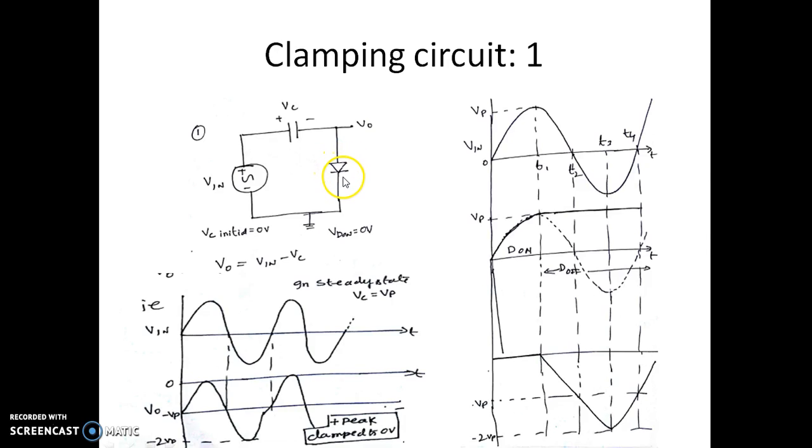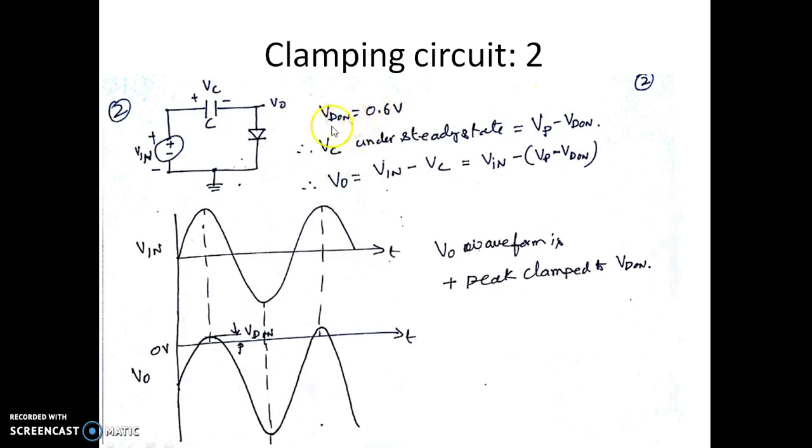So we shall see what we actually saw in the previous case. When we assumed VD1 to be 0, the capacitor voltage was charged to the peak voltage, that is VP. Let us consider the second circuit where we assume the VD on, that is, a typical diode with a VD on voltage of 0.6 volts. Now the capacitor voltage will not charge up to VP, it will charge only up to VP minus VD on, because VD1 is 0.6. If you assume the peak voltage as 10 volt, it will be 10 minus 0.6, so it charges to only 9.4 volts.